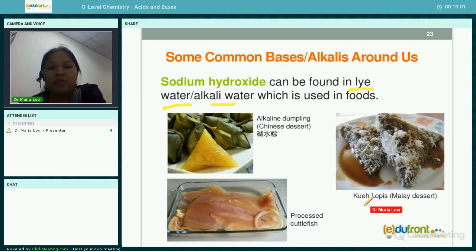The same applies to a Malay dessert known as kuih lopes. It is also made by soaking the rice in lime water. And of course, the third kind of food that we commonly see around us is processed cuttlefish, which is soaked in lime water as well, and the cuttlefish has a very chewy feeling.